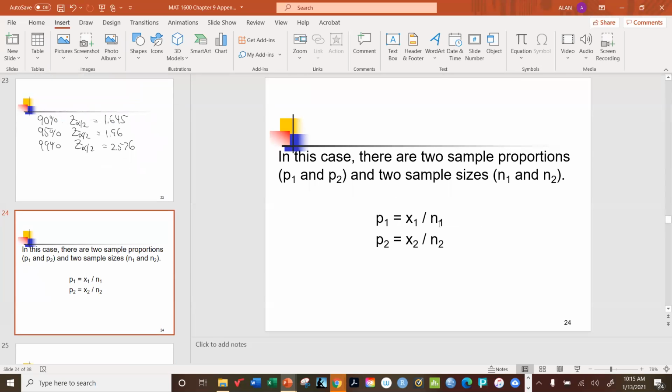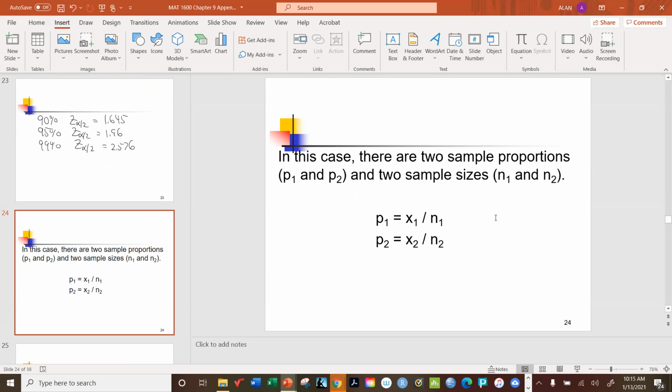All right, so let's do this. Now, there are two samples. The sample sizes will be called N1 and N2. Each one has its own X, and of course, that gives us two sample proportions. All right, so nothing's really changed. It's just, like I said, there's two instead of one sample.